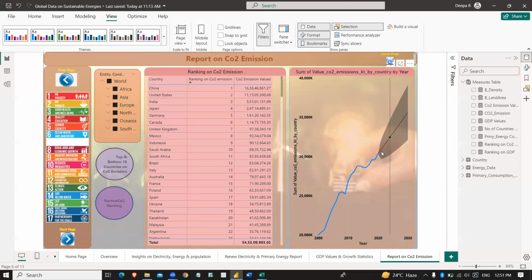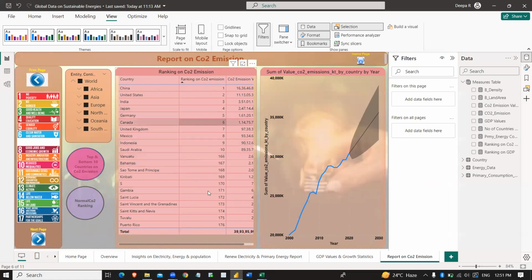Okay, and here I've tried to show the forecasting of, if you go on emitting the CO2 in this way, where we will be by 2030. Okay, so what will be the values of that CO2 emission, how much CO2 we are going to release to the environment, that I've tried to depict over here. So let me click on this one.